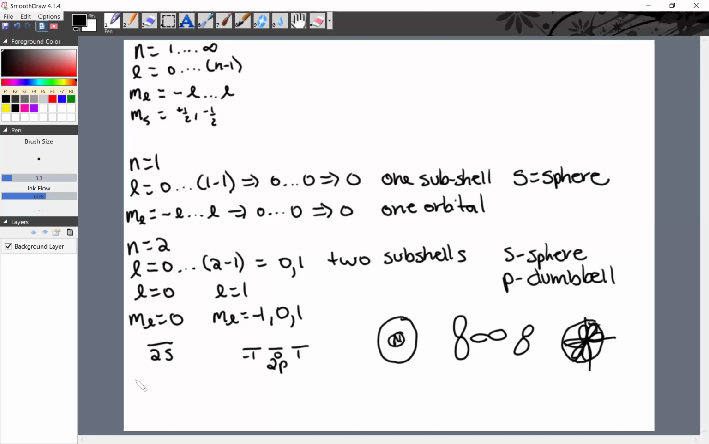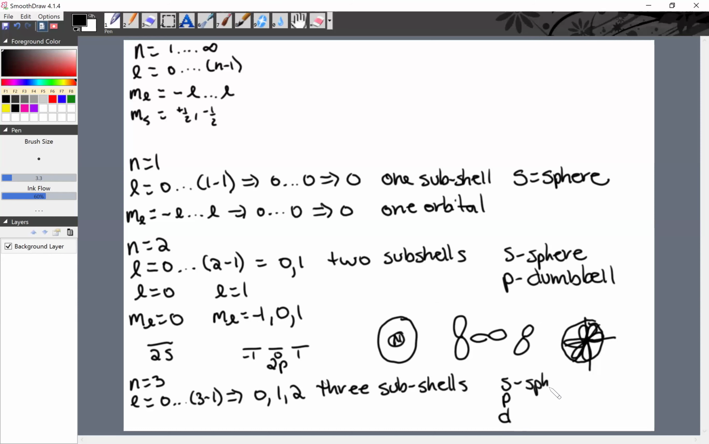So for n equals 3, you can have L from 0 to n minus 1. So you get 0, 1, and 2. That is 3 subshells. You get S, you get P, and then you get D. So you've got your spheres, you've got your dumbbells, and then for most of them, these are like overlapping lobes.